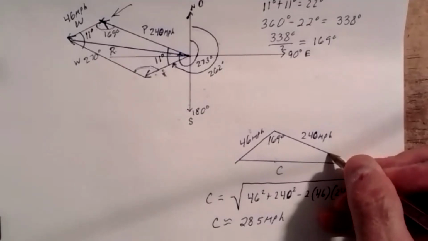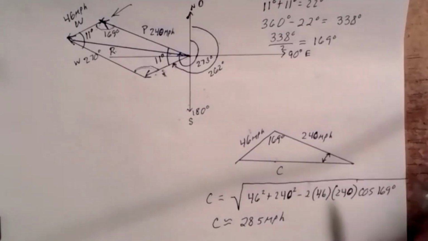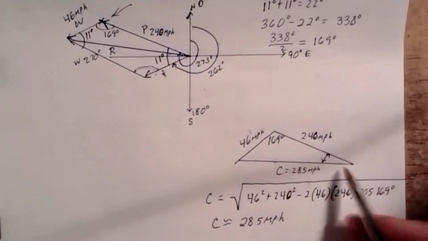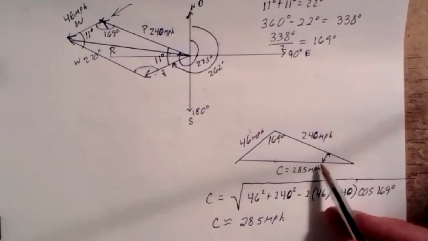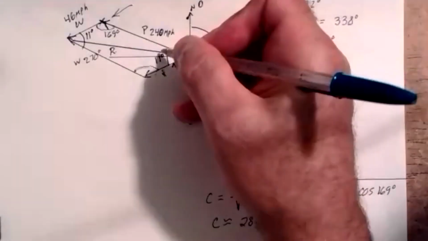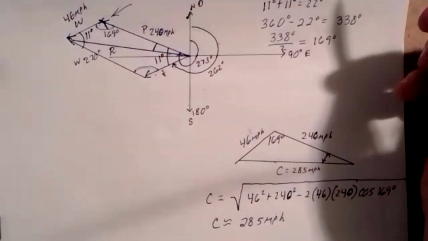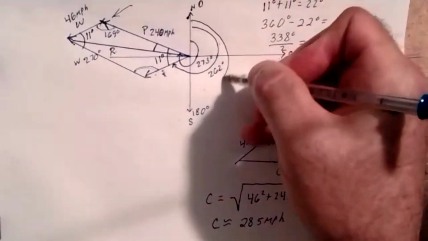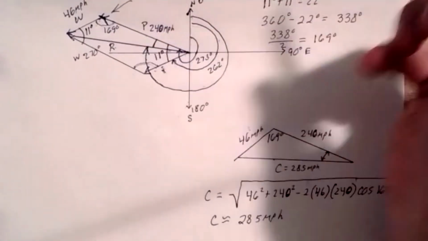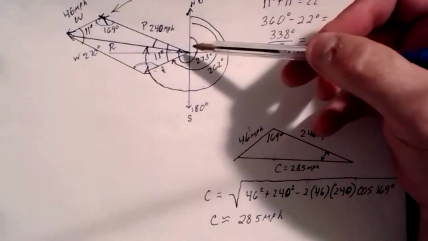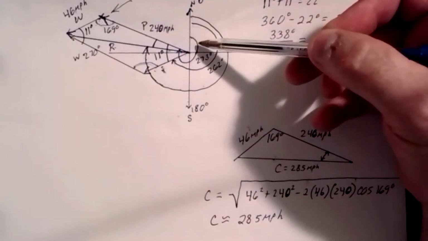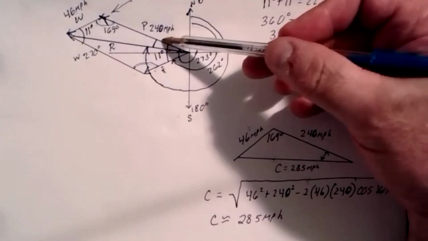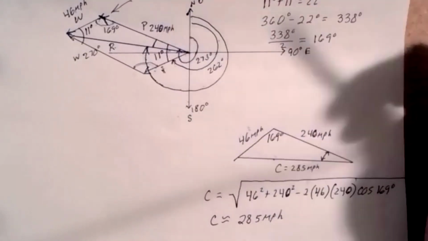And to get the heading of that airplane, we would have to find this angle here. But we know side C is 285 miles per hour, so we could then find this angle here. Once we find this little angle, ladies and gentlemen, how can we deduce the new heading from here to here? Well, we know here to here is 273 degrees, so we would just subtract off this angle. We would have the true heading of the aircraft.